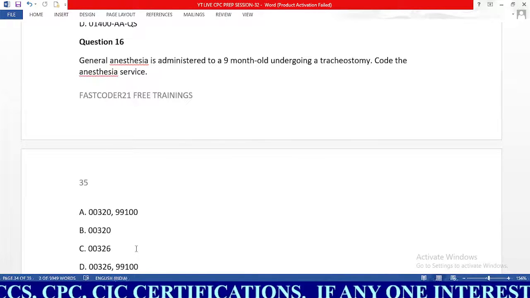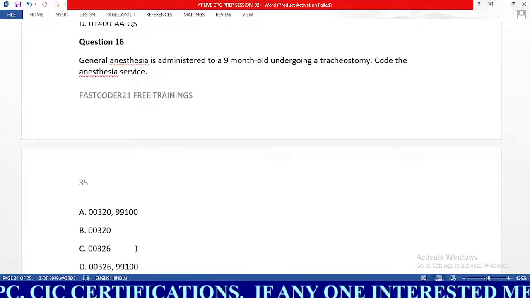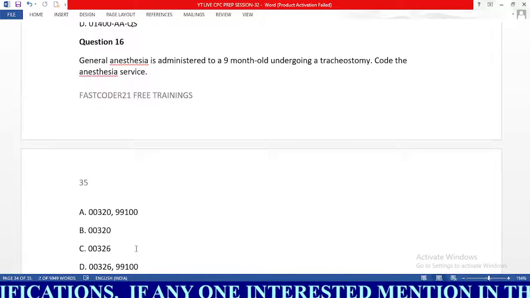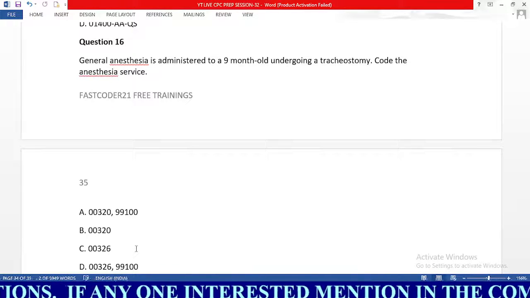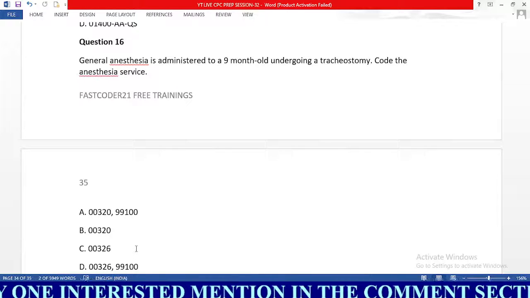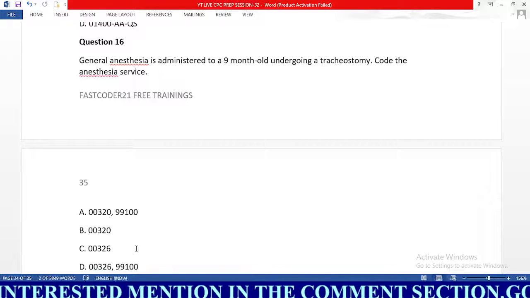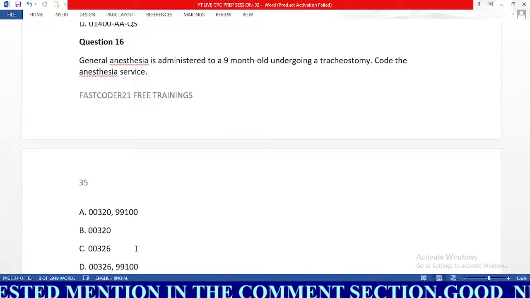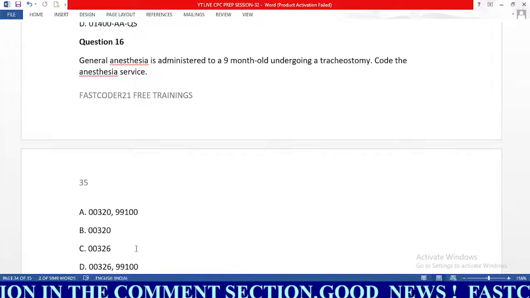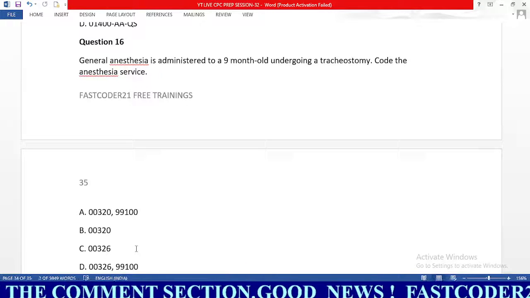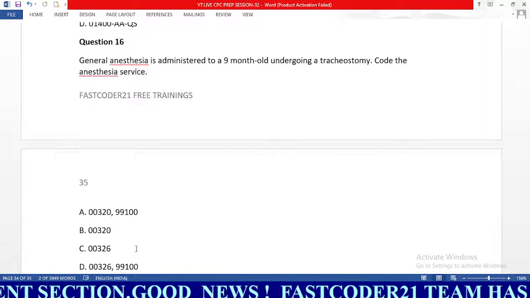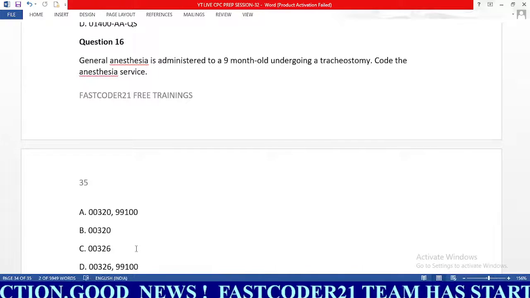00326 is the correct answer. So you can remember, based on the parentheses under 00326, do not report 00326 in conjunction with 99100. Basically we code 99100 for patients below 1 year of age, but based on our documentation and based on the 00326 description, we no need to code 99100 along with 00326. So our answer is 00326.